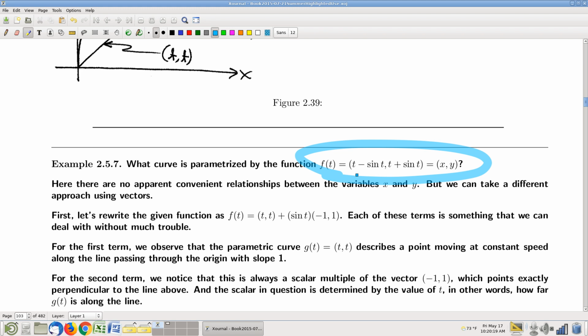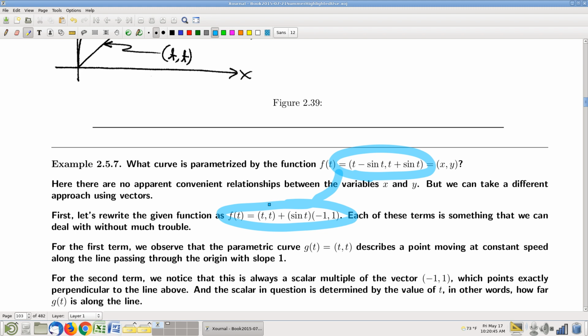But anyway, here's a different way that you can approach this, and I think it's very nice, and that is to rewrite this vector-valued function, interpret it as a vector. Don't think of this as, well, there's the first coordinate, and there's the second coordinate. Think of this as a vector. And breaking it down as a vector, you see this. So we've separated out that there is, on the one hand, this one vector, t comma t.